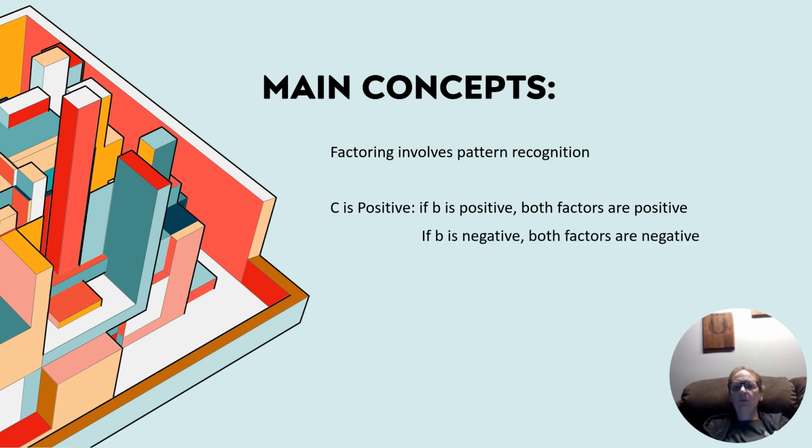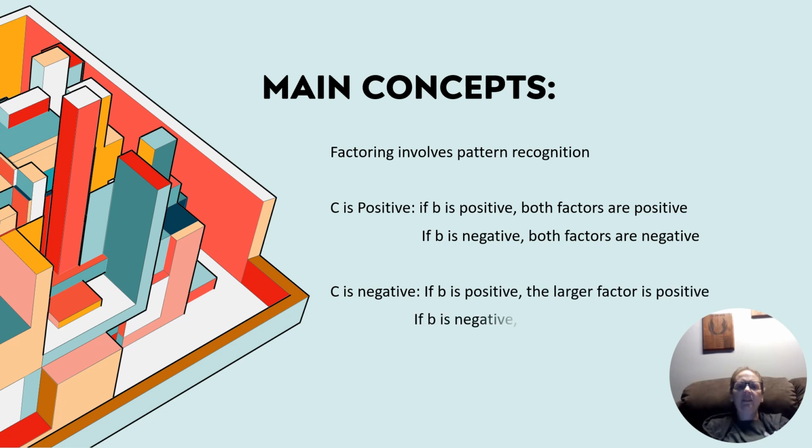They have to either both be negative or both be positive to end up with c being positive, because if they multiply together, two positives make a positive or two negatives make a positive. And that's the only way you can get a positive. So the middle term tells you which of the two it is. You look at the end term, you see c is positive, you say, okay, now what's b? If b is positive, then both factors are positive. If b is negative, both factors are negative.